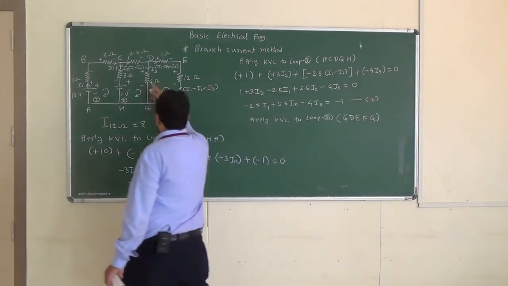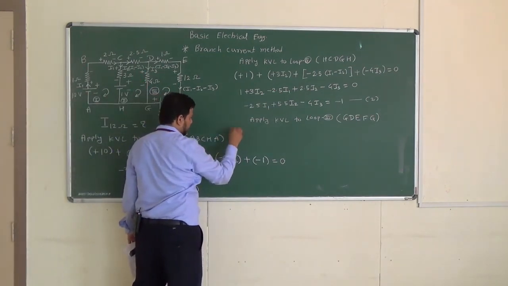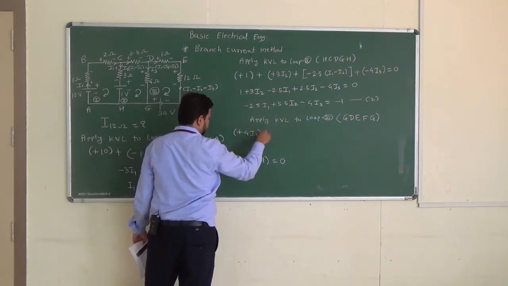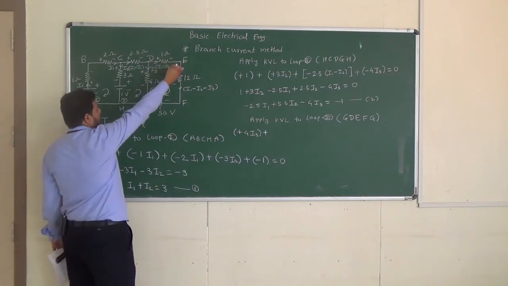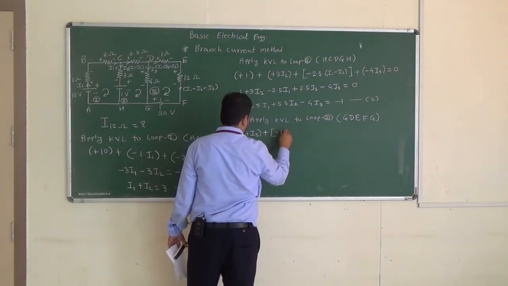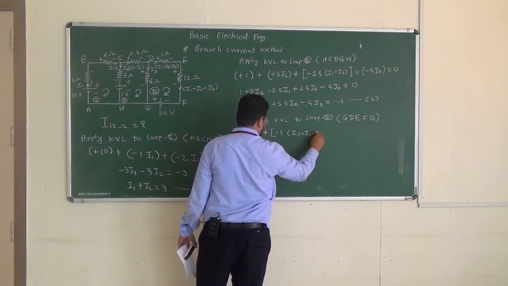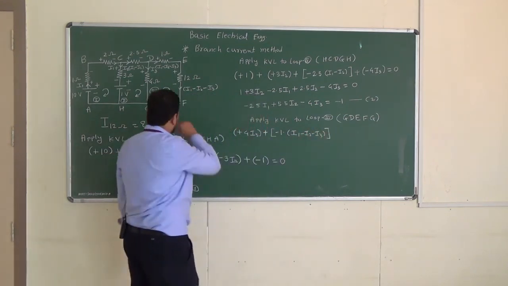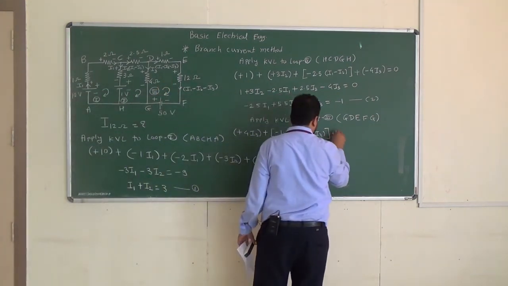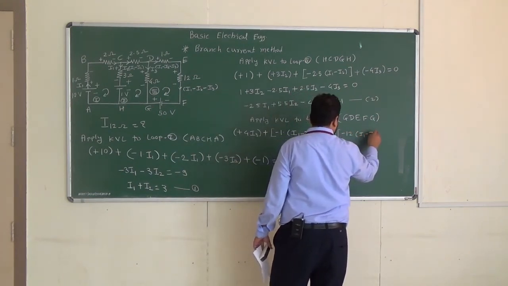Now from G to D there is one resistance, we are moving from negative to positive, there is increase in voltage, so plus 4 into current is I3, plus, next from D to E plus to minus, that is fall in voltage, so minus 1 into current is I1 minus I2 minus I3.